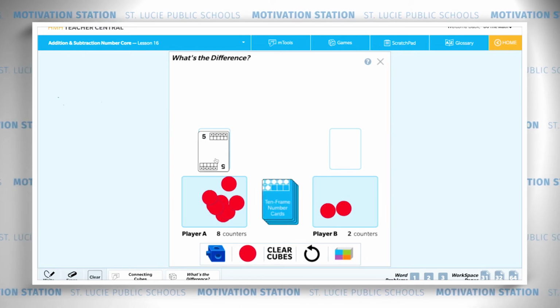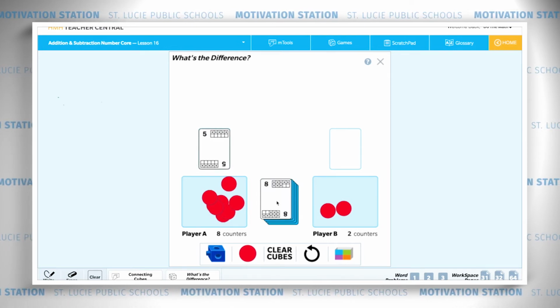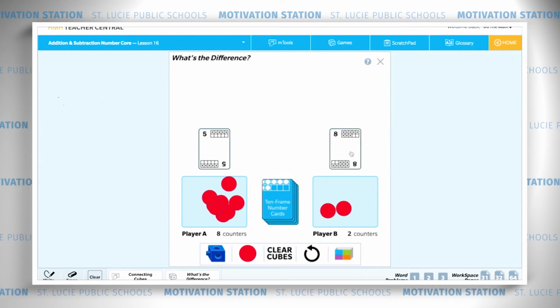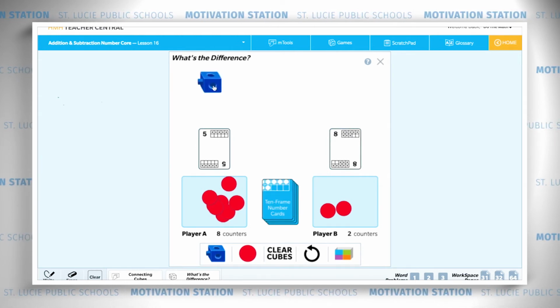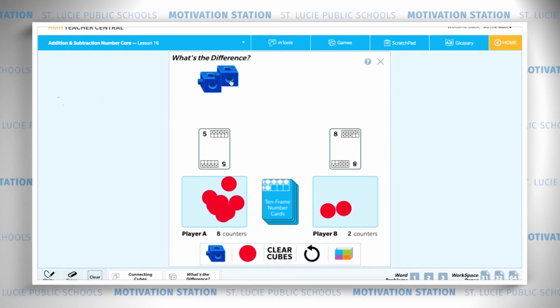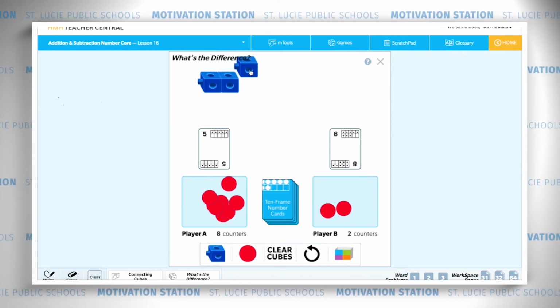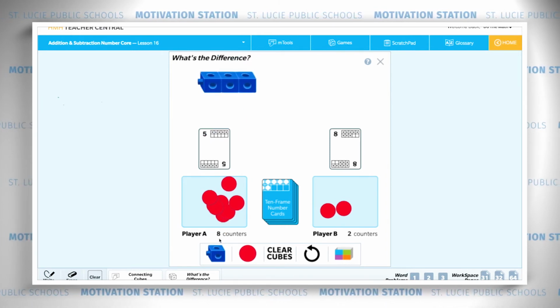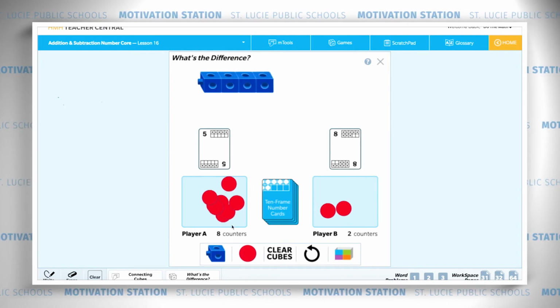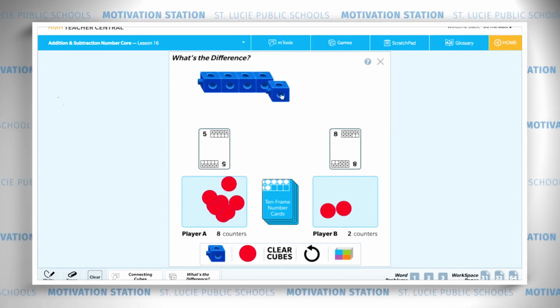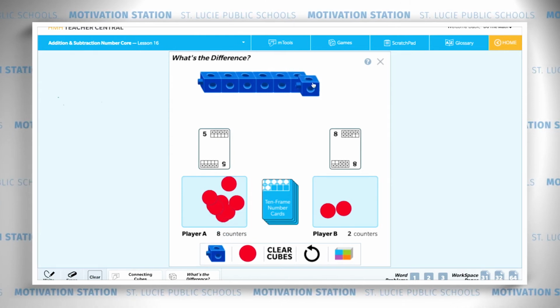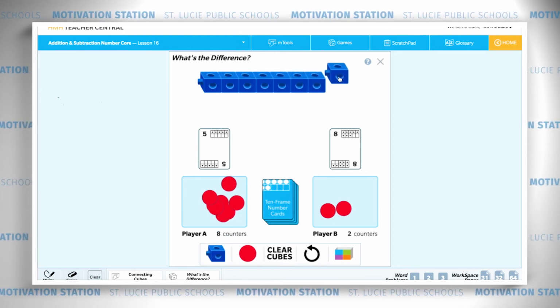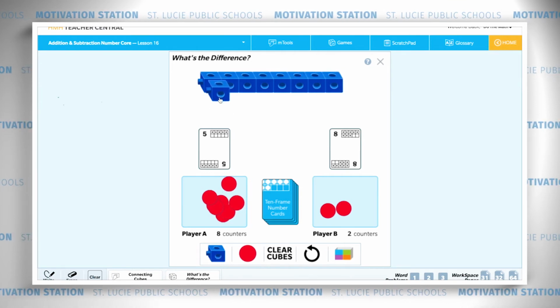I'm going to pick a card. Ooh, I got 5. Puppy Dog. Ooh, got 8. Okay, so now let's build a cube train for 8. 1, 2, 3, 4, 5, 6, 7, 8, and then my cube train.